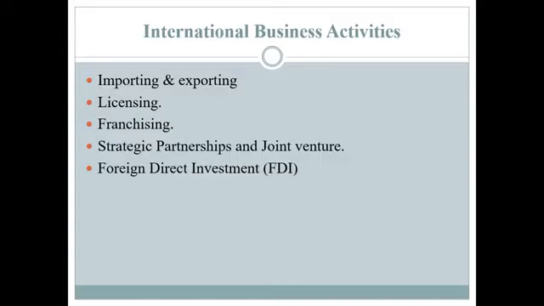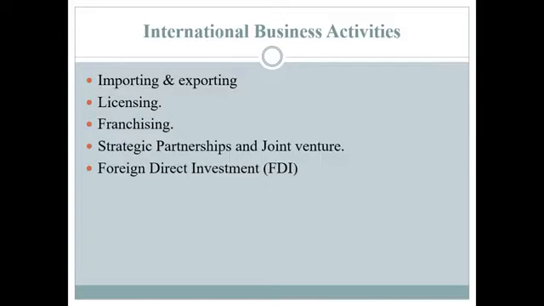Now, franchising is closely related to licensing, but there is a bit of difference between these two activities. In franchising, what is done? The parent company gives the right to another company to use their name, and through that name itself, that company operates.